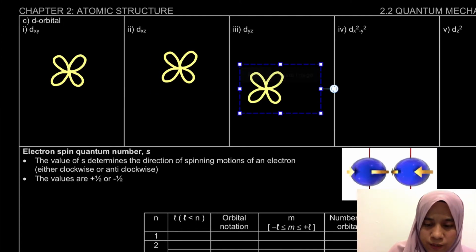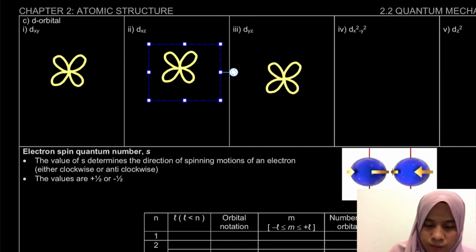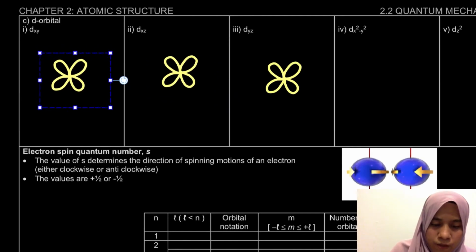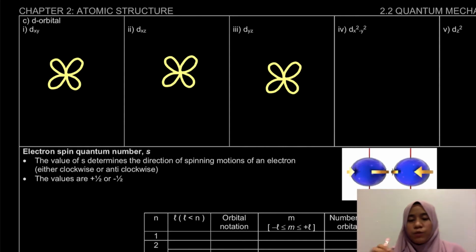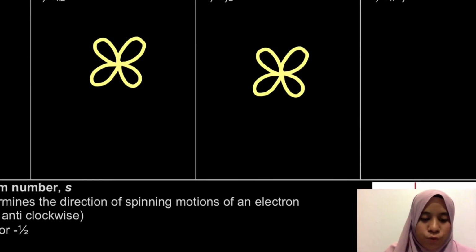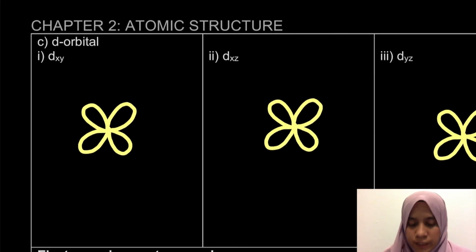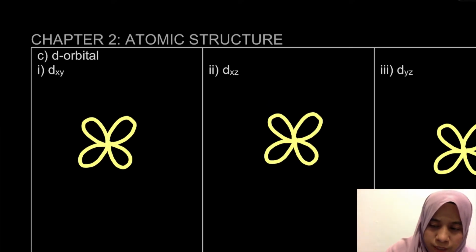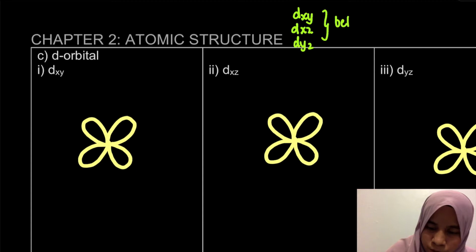dxy, dxz, dyz. First I'm going to draw this case. Draw your clover: 4 small, cute balloons, 1, 2, 3, 4, like that. This is the drawing for the orbitals dxy, dxz. Write here: dxy, dxz, dyz are the ones between the axes. The orbital is between the axes. So what does it mean?